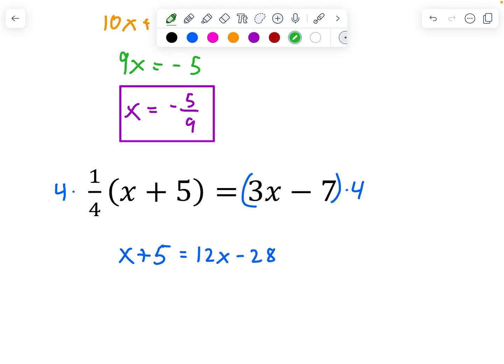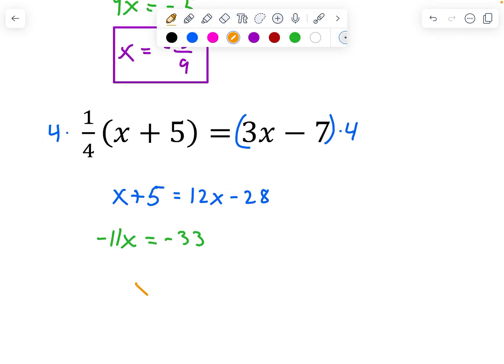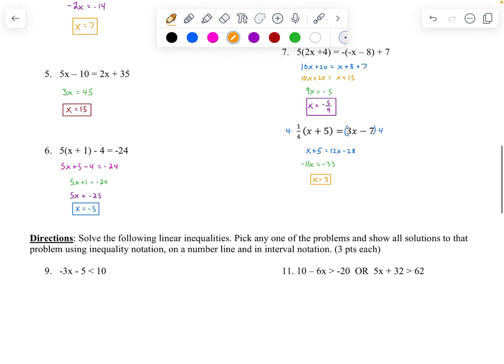Okay, and now I'm actually going to subtract 12x and get negative 11x. Subtract 5 and get negative 33. Divide both sides by negative 11, and so you get x equals 3. And that's how you can do that one.